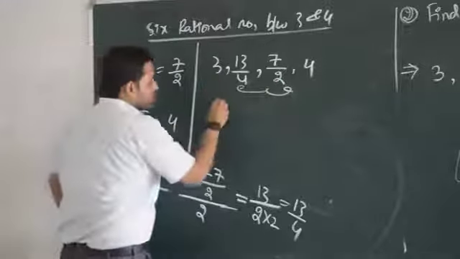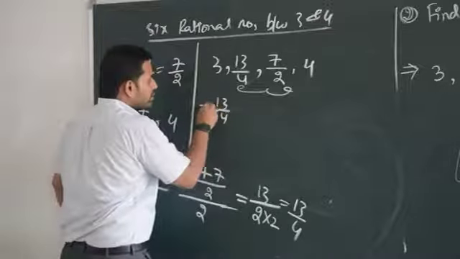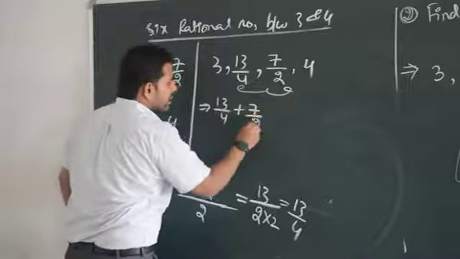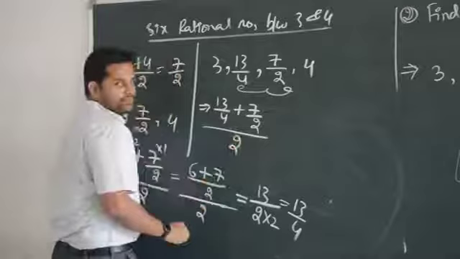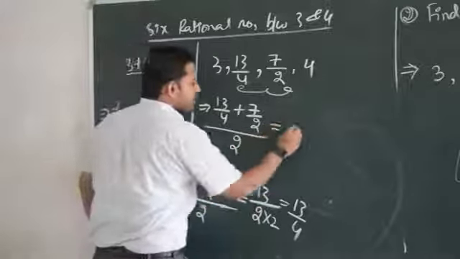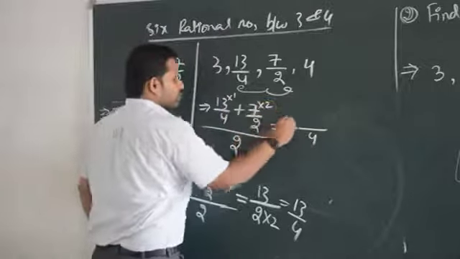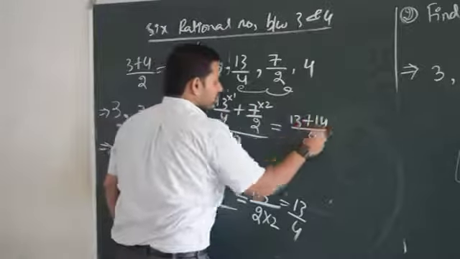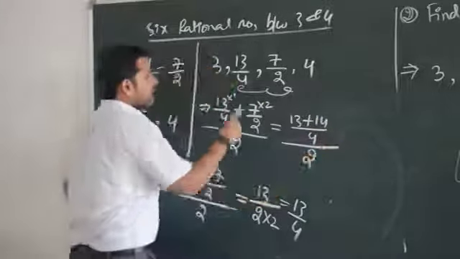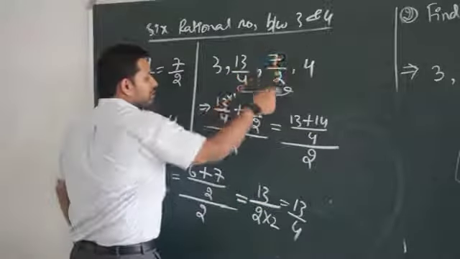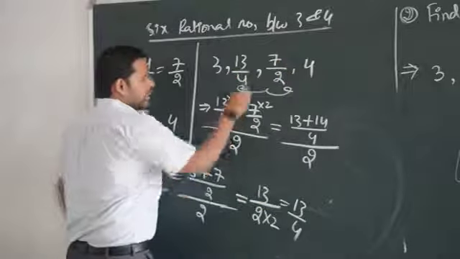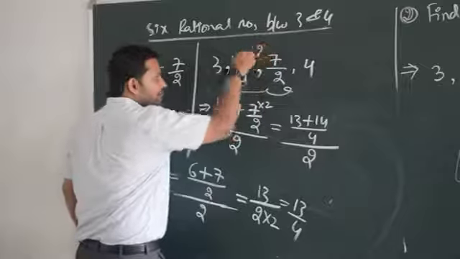Let me add them. 13 by 4 plus 7 by 2 all divided by 2. What will be the answer? The LCM is going to be 4, so 4 ones are 4, then 2 twos are 4. So it becomes 13 plus 14 divided by 2. I am adding 13 by 4 and 7 by 2 and dividing by 2, which means I am going to get one rational number between these two.